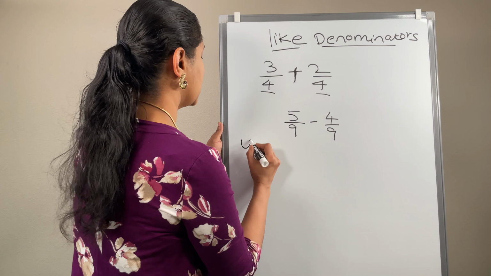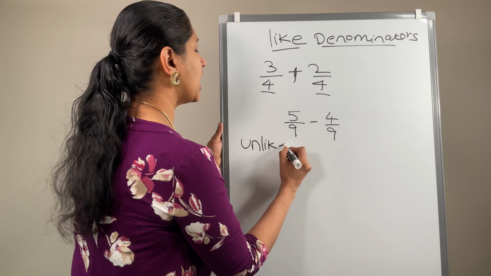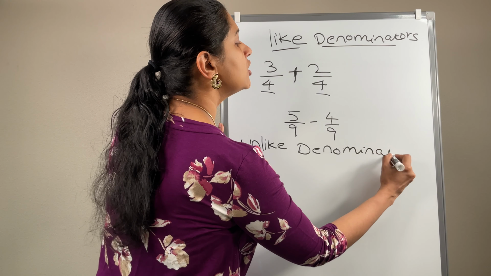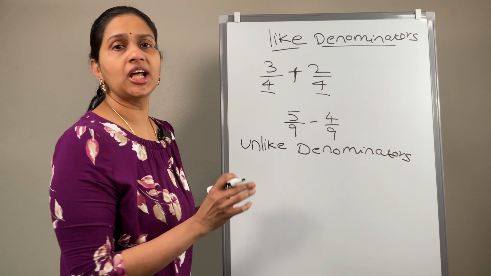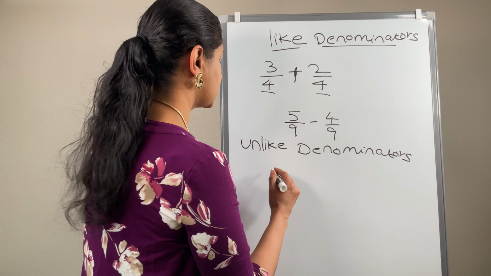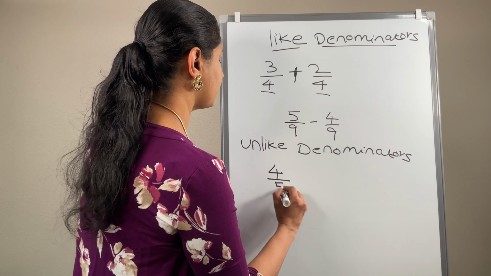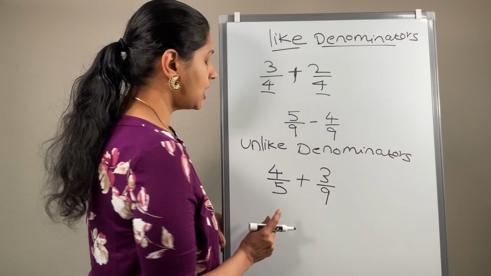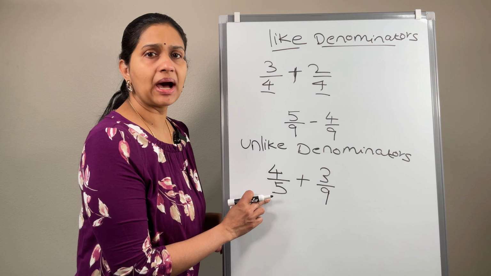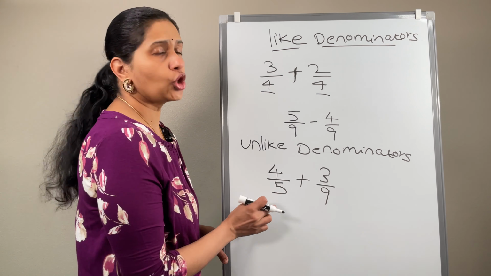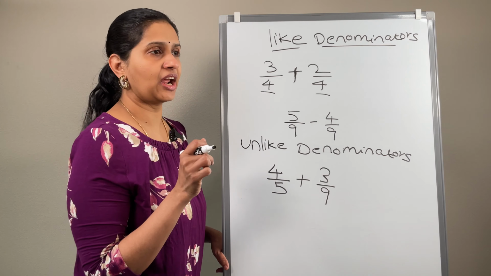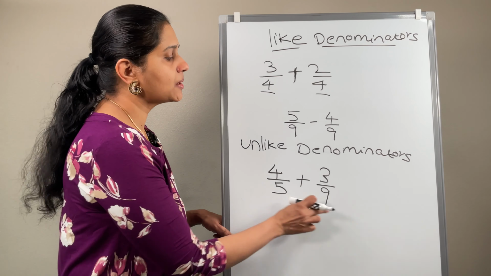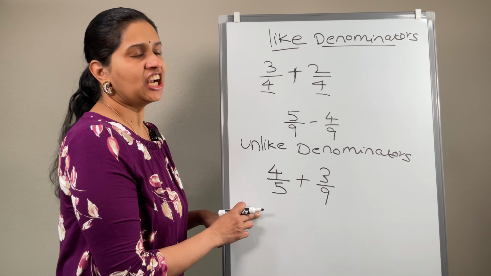Now let us see what we mean by unlike denominators. In the case of unlike denominators, the bottom numbers will be different. For example, 4 by 5 plus 3 by 9. Here the numbers at the bottom are 5 and 9, so these denominators are different. They are called unlike denominators, which means the bottom denominator numbers are different.